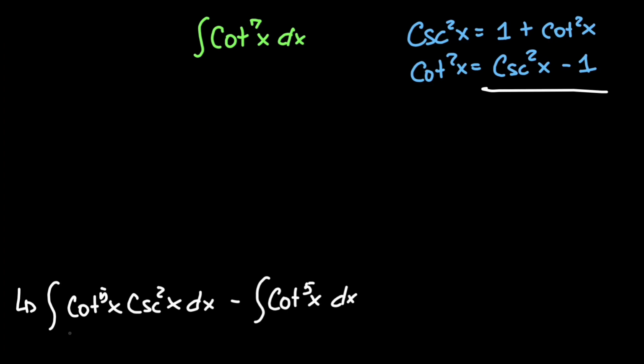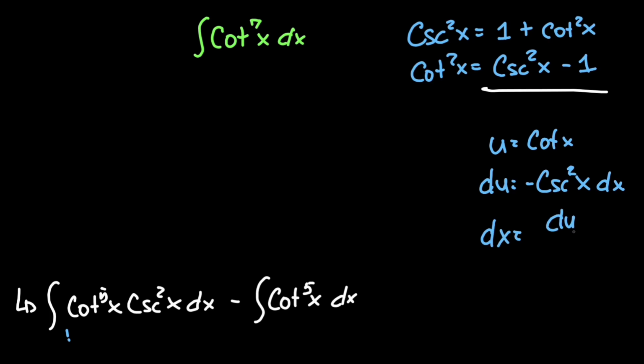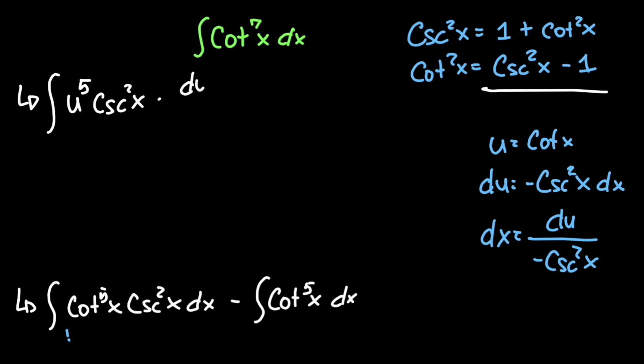And so, focusing on the first part of the integral, let u here again be cotangent of x. So, derivative of cotangent of x would be equal to negative cosecant squared of x dx. Dx right here would be equal to du over negative cosecant squared of x. Substitute the value. So, this would be the integral of u to the power of 5th multiplied by cosecant squared of x multiplied by du over negative cosecant squared of x, and copy the rest.